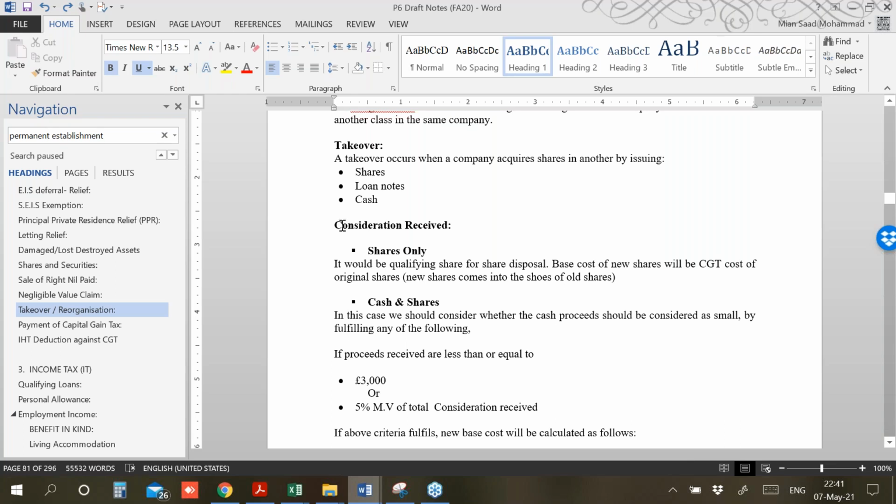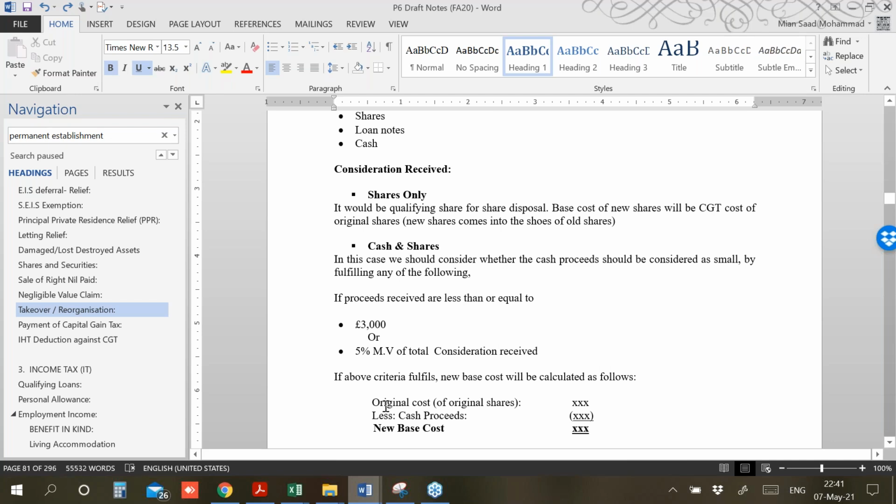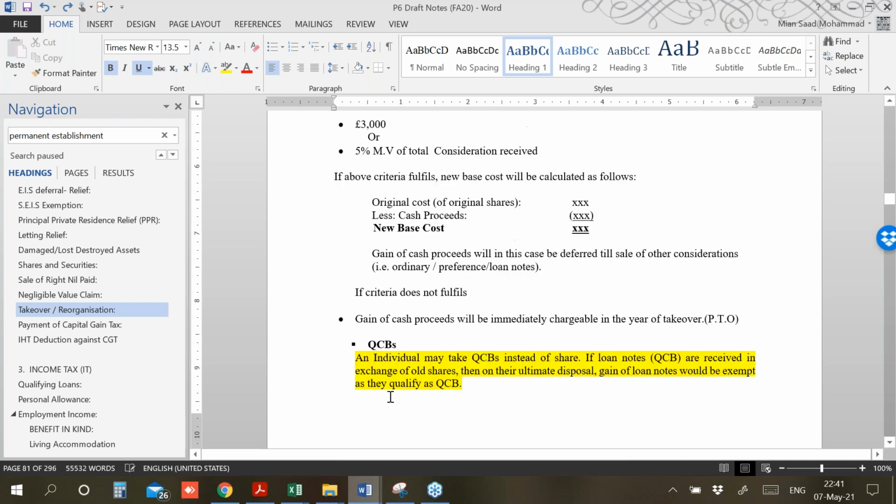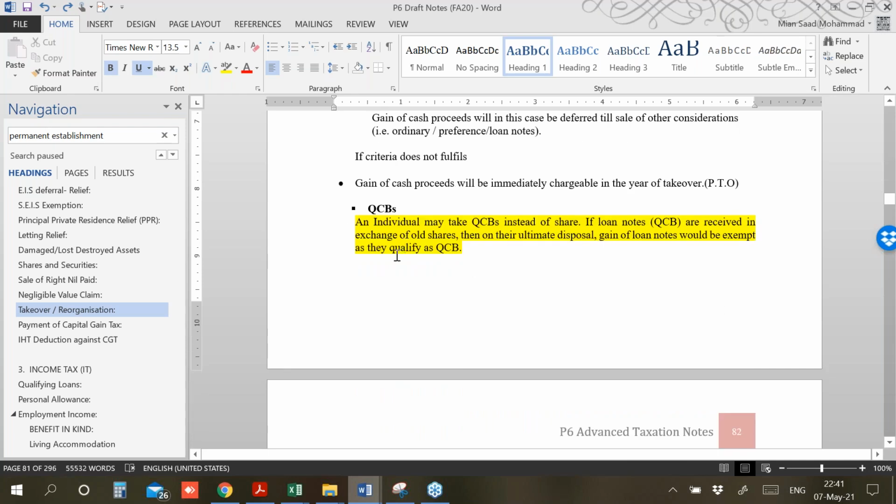So if they are less than 3,000 in number, or even if more than 3,000 but they are 5% of the market value of the consideration, then the share gain can be exempt as well. Now, if QCBs are included, those loan notes are normally exempt from CGT.